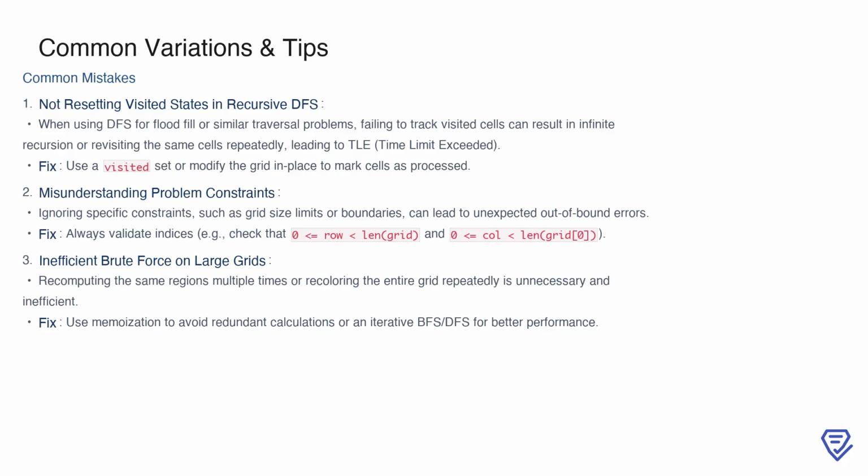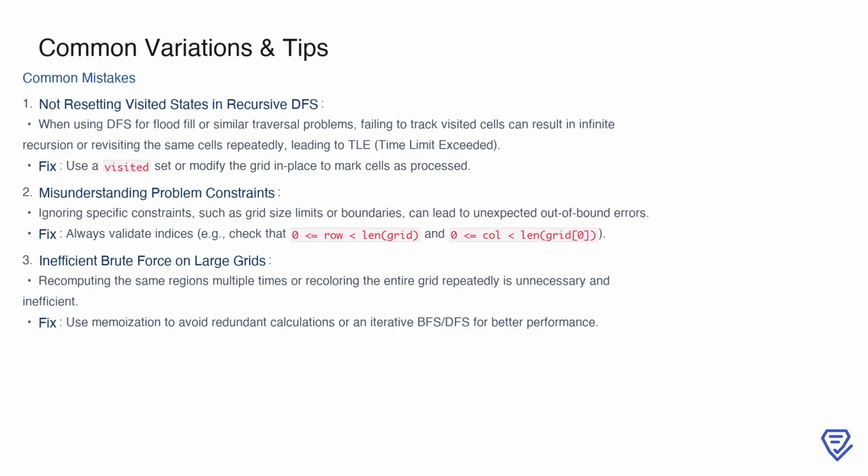When solving problems like coloring a border, there are some common mistakes to watch out for. First, when using recursive depth-first search, it's easy to forget to reset the visited states for cells. This can lead to infinite recursion or revisiting the same cells repeatedly, which will result in a time limit exceeded error. To prevent this, you can either use a visited set to track processed cells or modify the grid in place to mark them as visited.